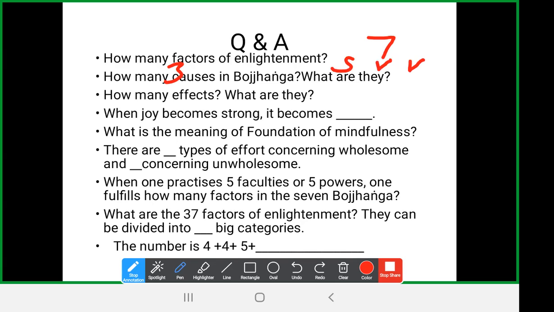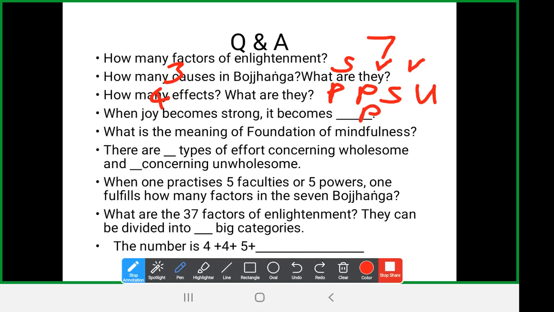How many effects? Four. What are they? Rapture or joy, Piti, Passaddhi, Samadhi, Upekkha. Now it's easy for you to remember. When the joy becomes strong, it becomes tranquility, Passaddhi.